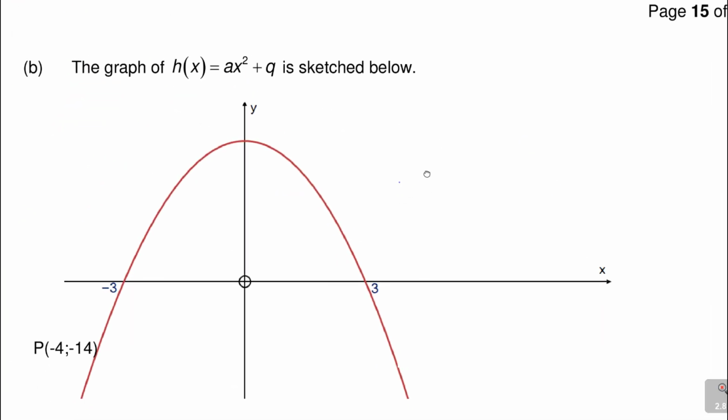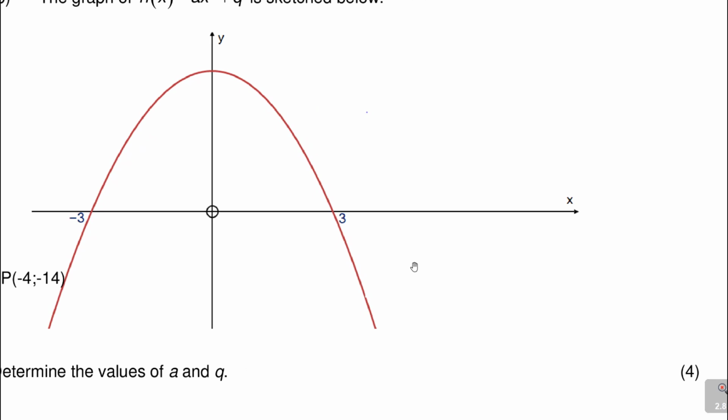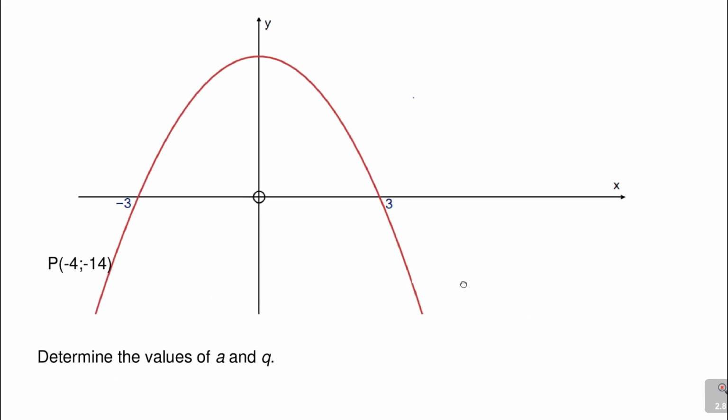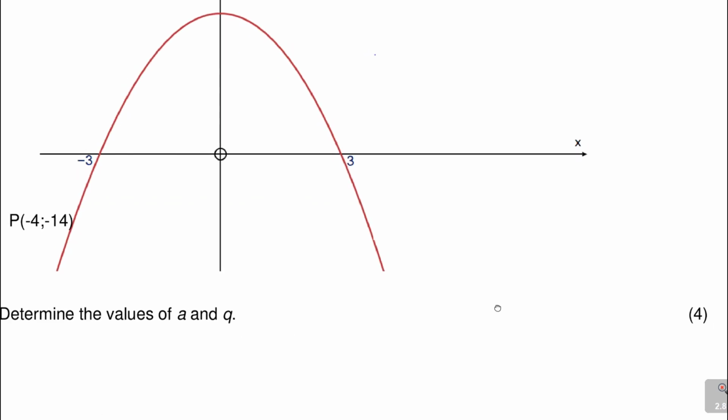It says h of x, the graph of h of x is equal to ax squared plus q is sketched below. Okay, we see the sketch of the graph. This is 4 marks. And then what are they saying here? They are giving you some hints. Then they're saying determine the values of a and q, 4 marks.